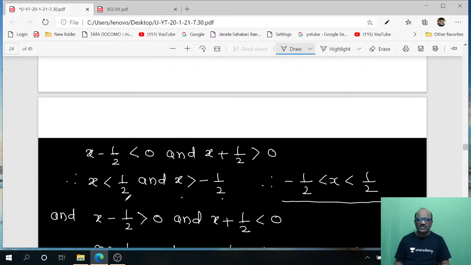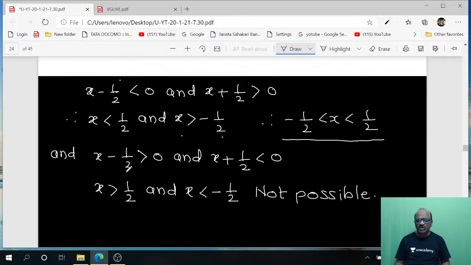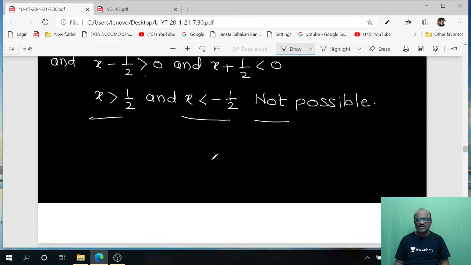Now the second condition. In the first condition we take this as negative and this as positive. In the second condition it will be the reverse. What is that? x minus 1 upon 2 is positive and x plus 1 upon 2 is negative. But this is not possible. How is it not possible? Here x is greater than 1 upon 2 and again it says that x is less than minus 1 upon 2. This is not possible and hence x lies between minus 1 upon 2 and plus 1 upon 2 is possible. Okay. Now we'll take the next question.